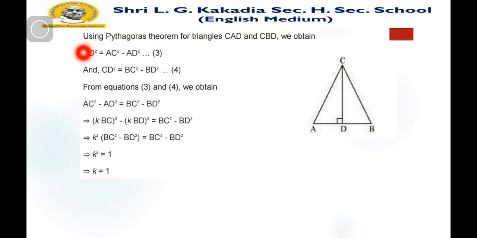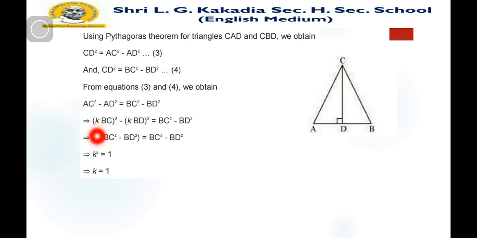Now here you can see that equation 3 and equation 4 are equal, because on the LHS CD square is common. So from equations 3 and 4 we obtain AC square minus AD square, which is equal to BC square minus BD square. From equations 1 and 2, let me put the value: K square BC square minus K square BD square is equal to BC square minus BD square.